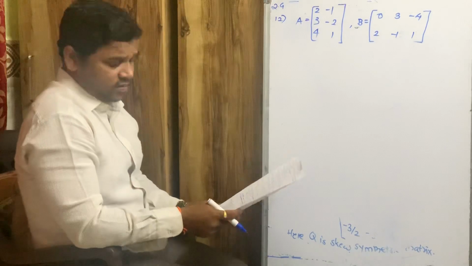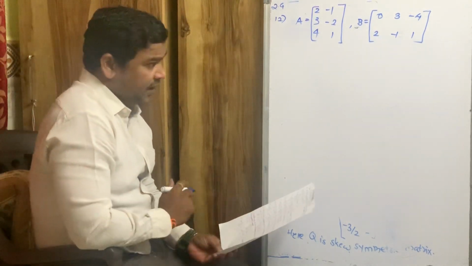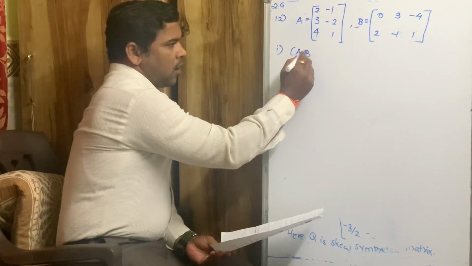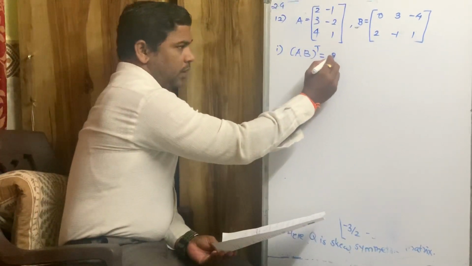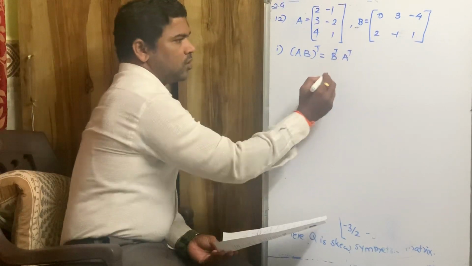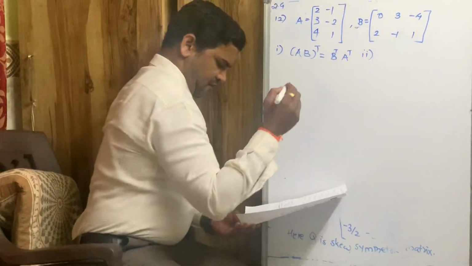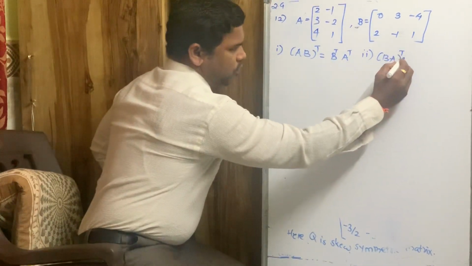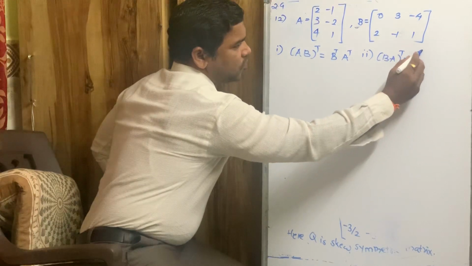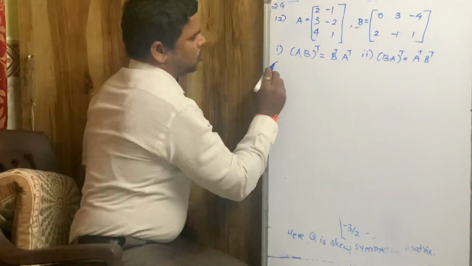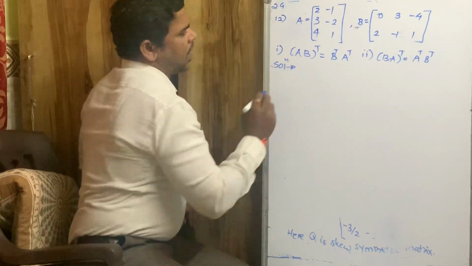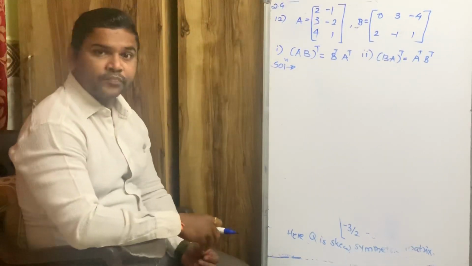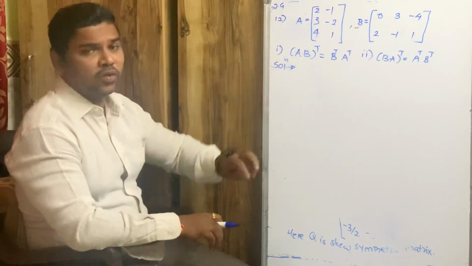So these are the two matrices given, and now we have to show or verify, number one, that AB transpose is equal to B transpose into A transpose, and number two, that BA transpose is equal to A transpose into B transpose. Out of these two, I will try the first one, you can do the second one.